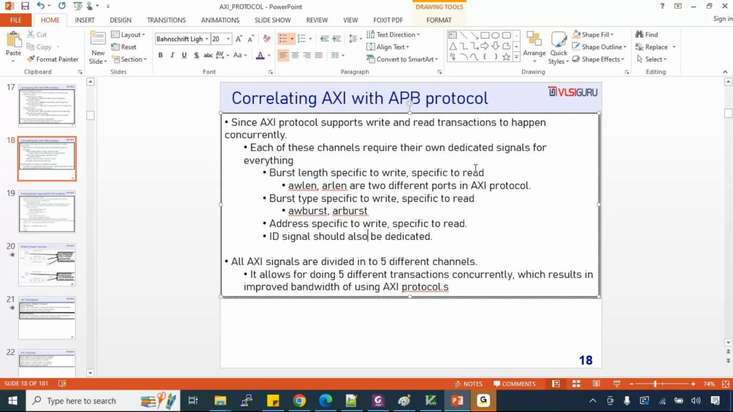AXI signals are divided into 5 different channels. The advantage is that it allows for doing 5 different transactions concurrently, which results in improved bandwidth of the AXI protocol. Due to this, the overall bandwidth improves.